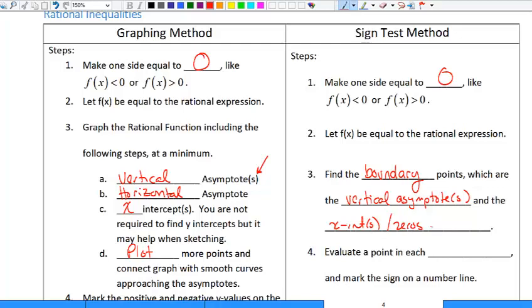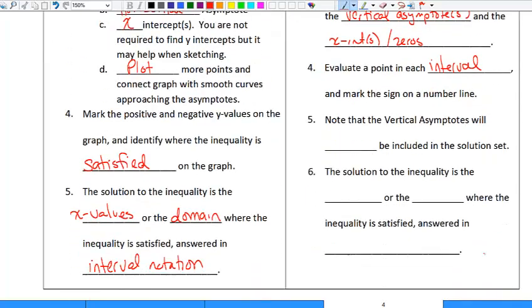Evaluate the point at each interval and mark the signs on the number line. Note that the vertical asymptotes will never ever be included. Vertical asymptotes aren't 0, there aren't x-intercepts like in the polynomials, but the vertical asymptotes are not defined there at all for the rational expressions, so therefore they can't be included in your answer. So the solution to the inequality is the x values, or the domain, where the inequality is satisfied. Don't forget you have to answer in interval notation.